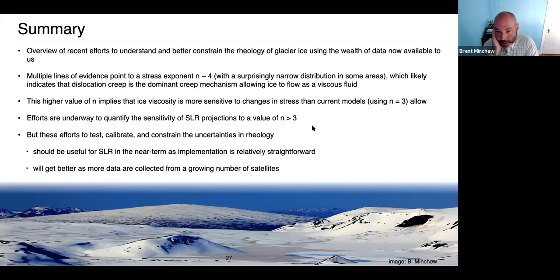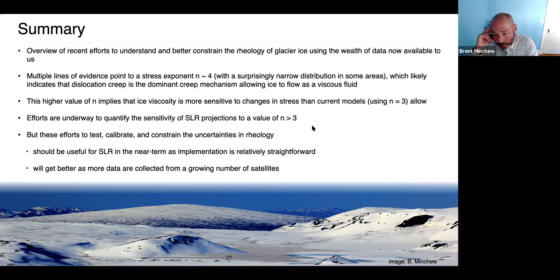So it's a good question, kind of central to the whole thing. If we take a standard dynamic ice flow model and plug in n equals 4.1, what will we see relative to the projections that we see now, faster or slower mass loss? The short answer is I don't know.